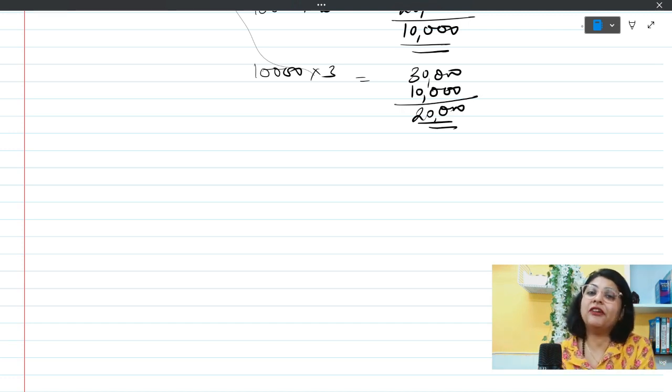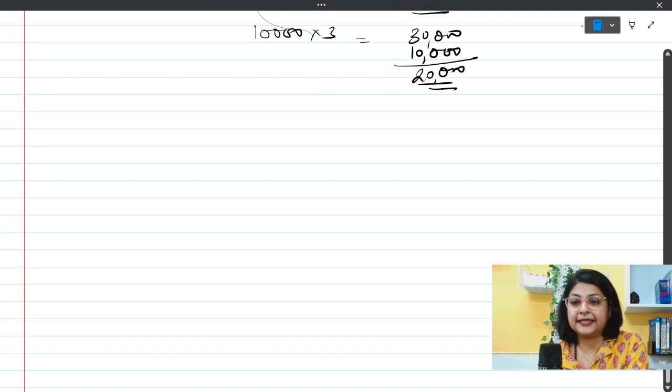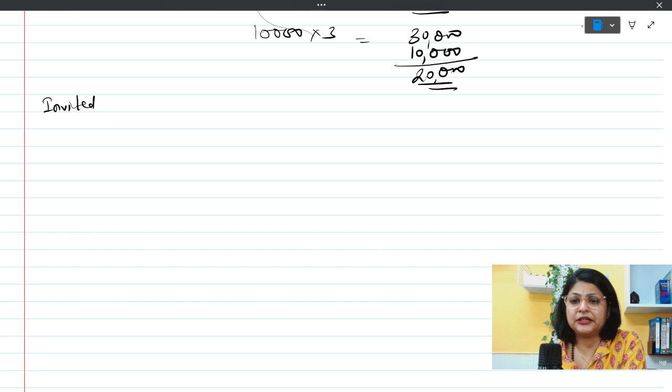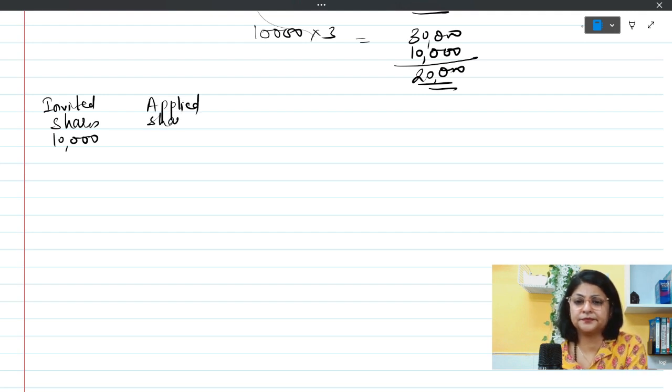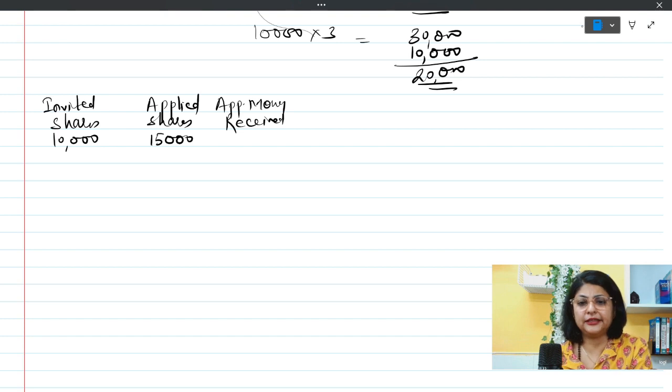Let's do it with the help of one table. So let's say this is my invited number of shares. Invited shares are 10,000. Applied number of shares are 15,000. Okay, application money received, it's 15,000 multiplied by 2, so we have received 30,000.